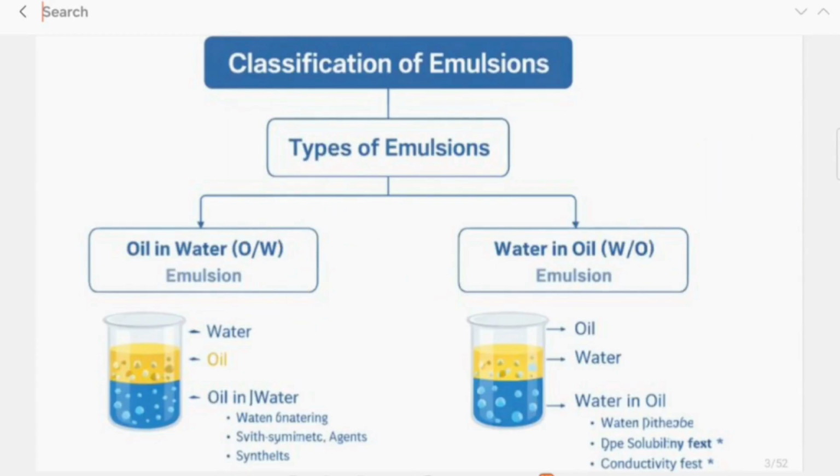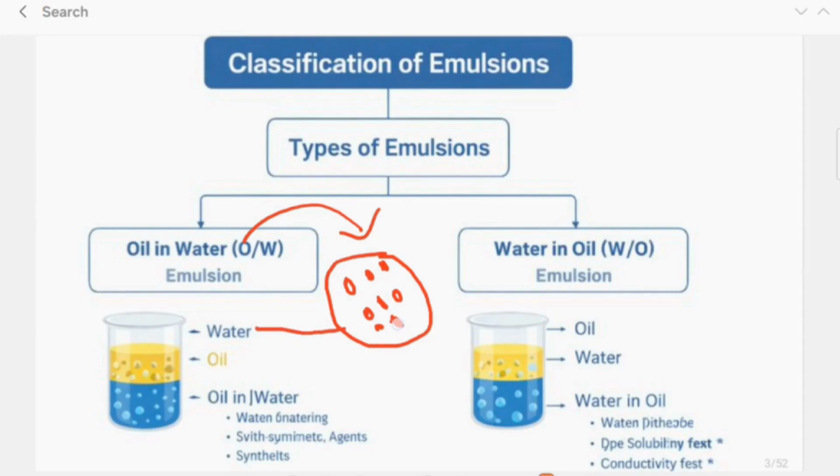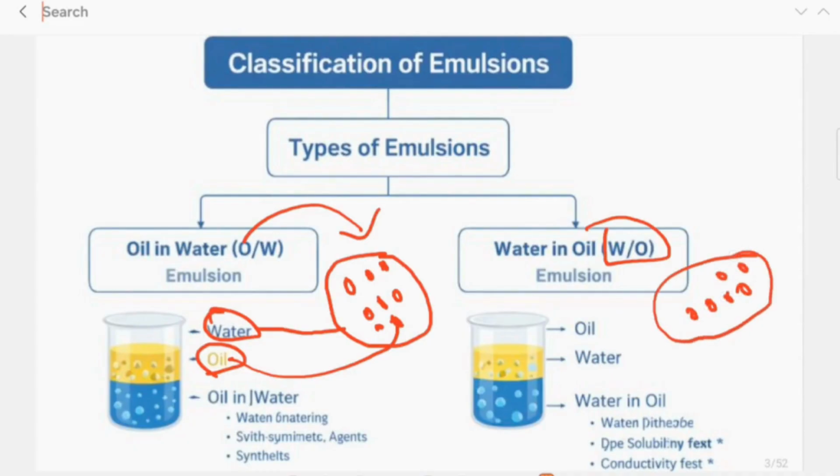So, oil is dispersed in the form of fine globules, and water surrounds these globules. That is, the water is present outside and oil is present inside. It is the internal phase, it is the external phase. Similarly, in this type of emulsion, that is water in oil type of emulsion, water is dispersed as fine globules and oil is going to surround these globules. That is, water is present in the internal phase and oil is present in the external phase.